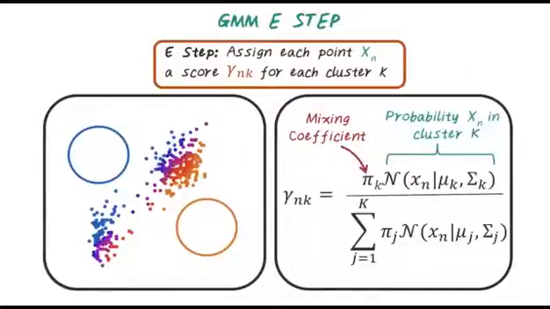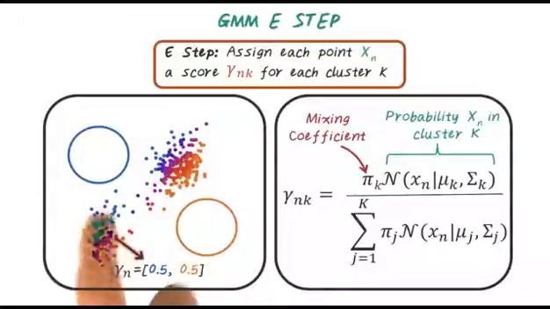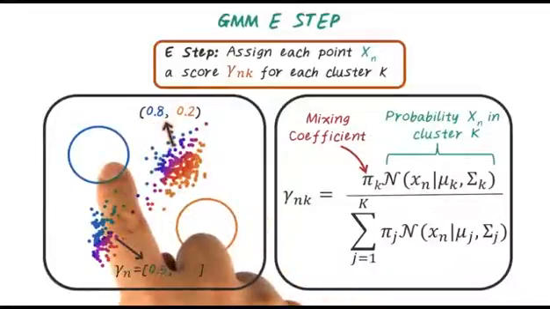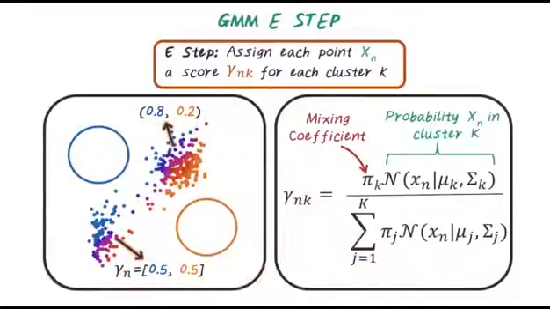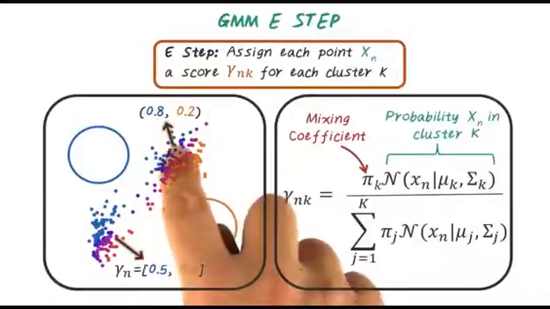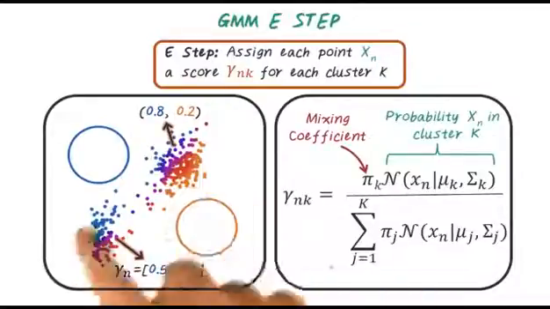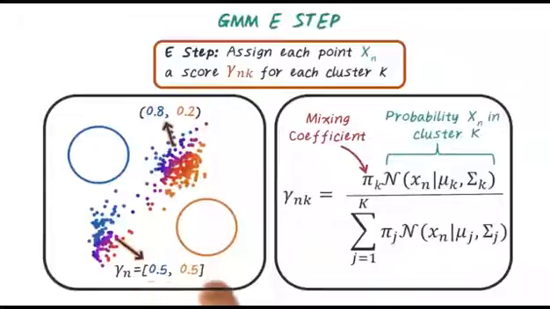For example, we have one blue Gaussian over here and one orange Gaussian over here. The assignment score for this point is 0.5 for the blue Gaussian and 0.5 for the orange Gaussian, which means this point is equally likely to belong to the blue cluster or the orange cluster. The assignment score for this point is 0.8 for the blue Gaussian and 0.2 for the orange Gaussian, which means this point is more likely to come from this blue cluster. And the E step is going through all these data points, assigning all these assignment scores.